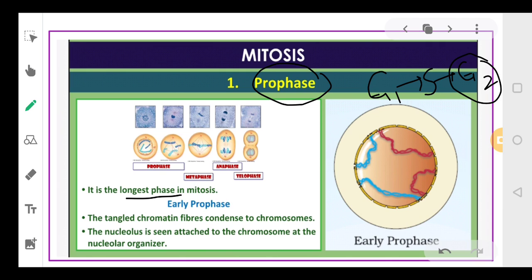Now, as I told you, prophase can be divided into early prophase and then late prophase.